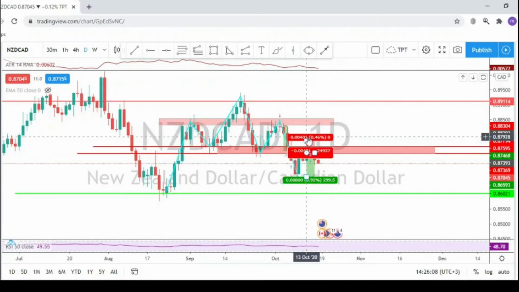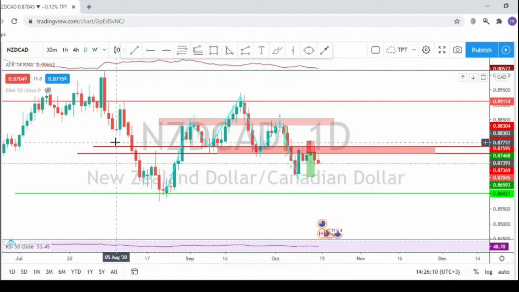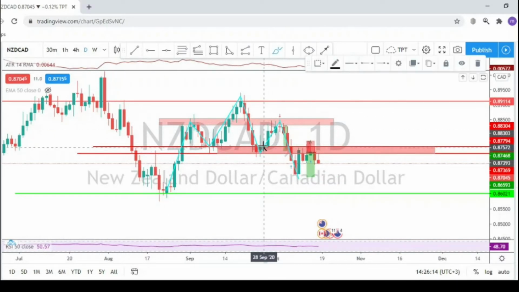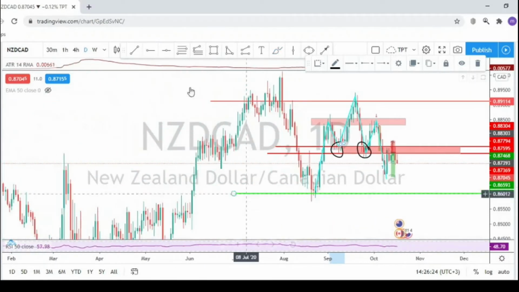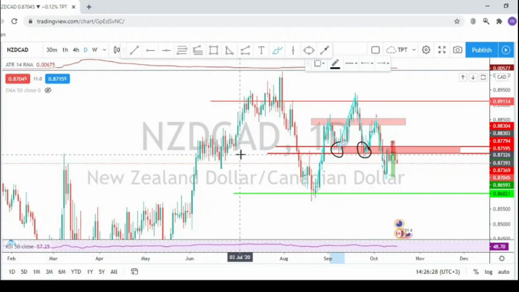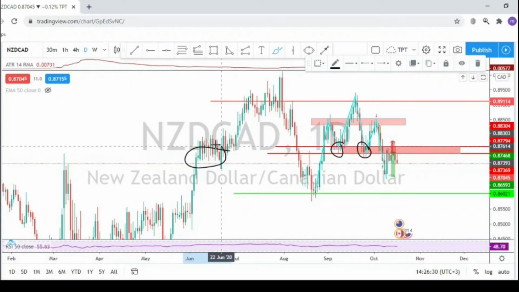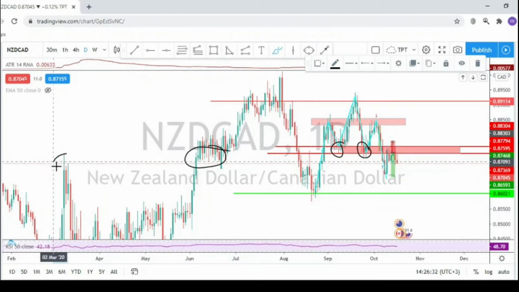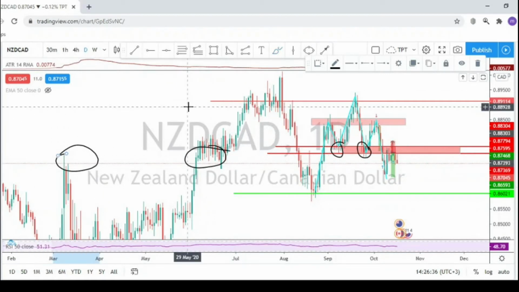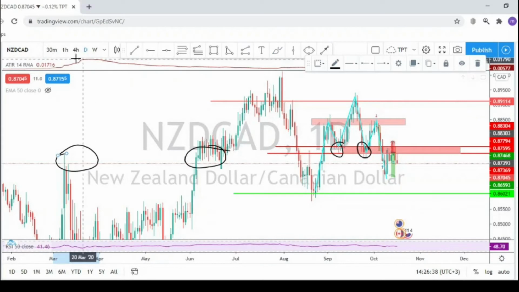Why was this level of structure a strong level of structure? It's because this level of structure was tested here as support, tested here as support, and let's check it out here. If we scroll back, it was tested here as support and slightly here tested as resistance. So this is a strong dynamic level of structure.